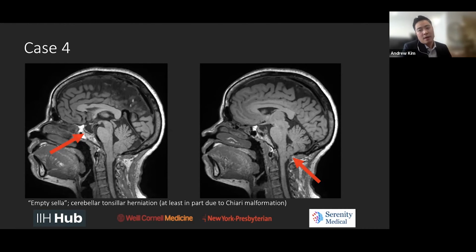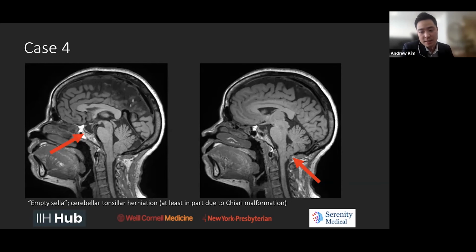So that's definitely something you can see in IIH, but that's also something sometimes you can see in other diagnoses. So here it's a really good way to remind everyone that patients can come with multiple diagnoses, and in this case had a diagnosis of Chiari malformation. So just keep in mind that while you can see downward cerebellar tonsillar herniation in IIH, there are other entities that can do the same.